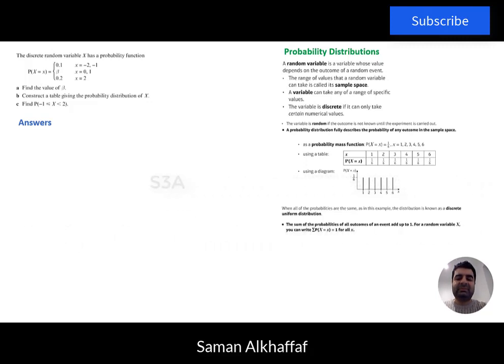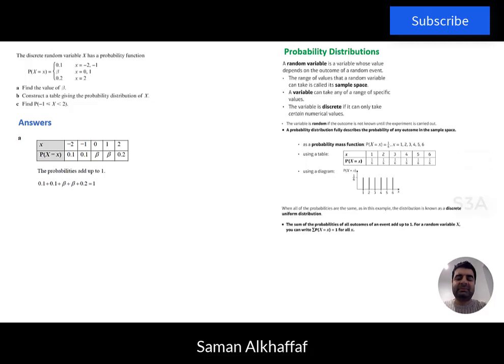So first we can create a table to populate the values from the negative to the positive, and we can populate the table as shown here. So we would have minus 2 is 0.1, minus 1 is 0.1, 0 is beta, 1 is beta, and 2 is 0.2. So for us to find the value of beta, we can add the probabilities and equate them to 1.